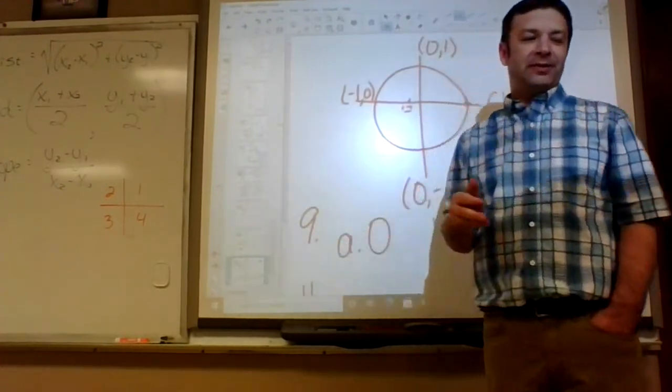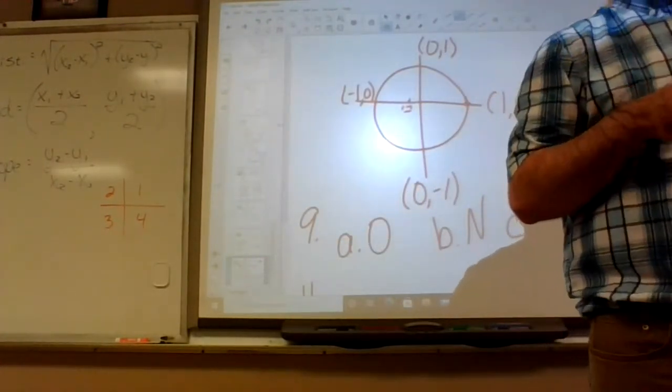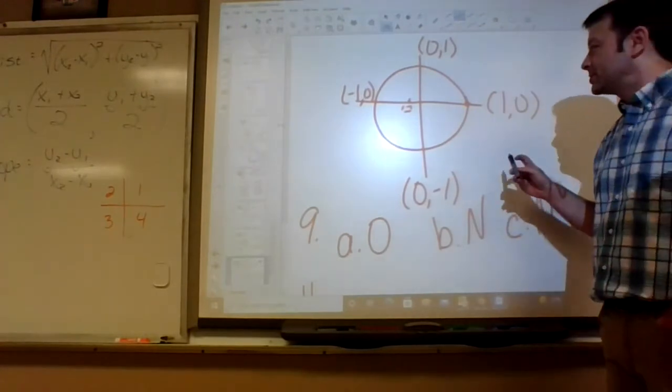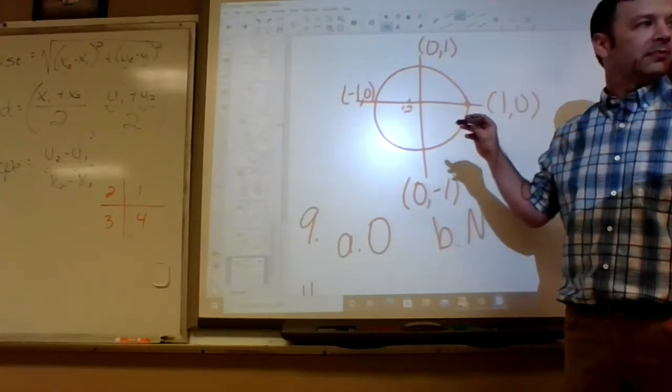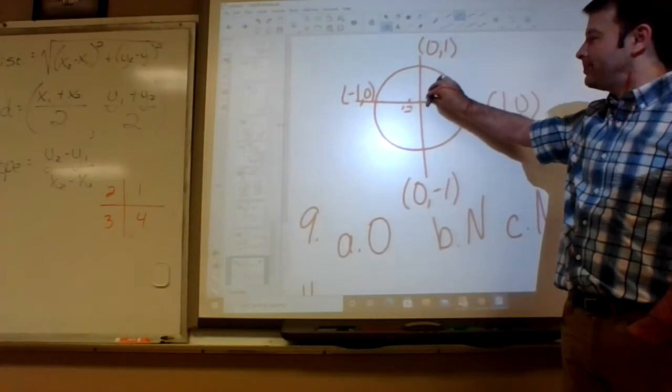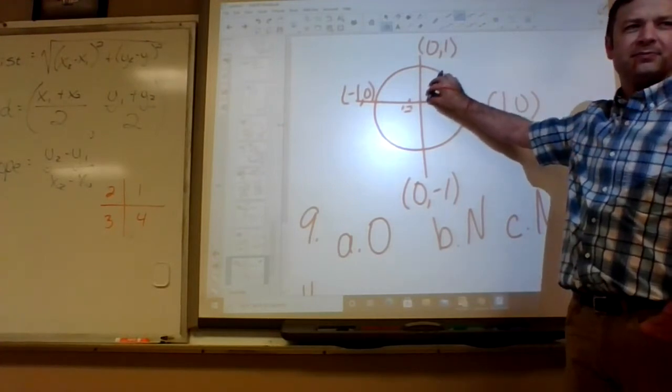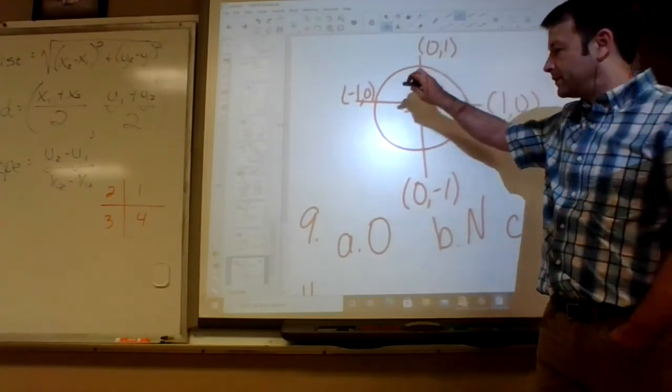Okay. On 11, sine of 60. So we're back in the comfy degrees. We can use a calculator on that one, can't we? Okay, sine of 60, is y positive or negative there? Positive.